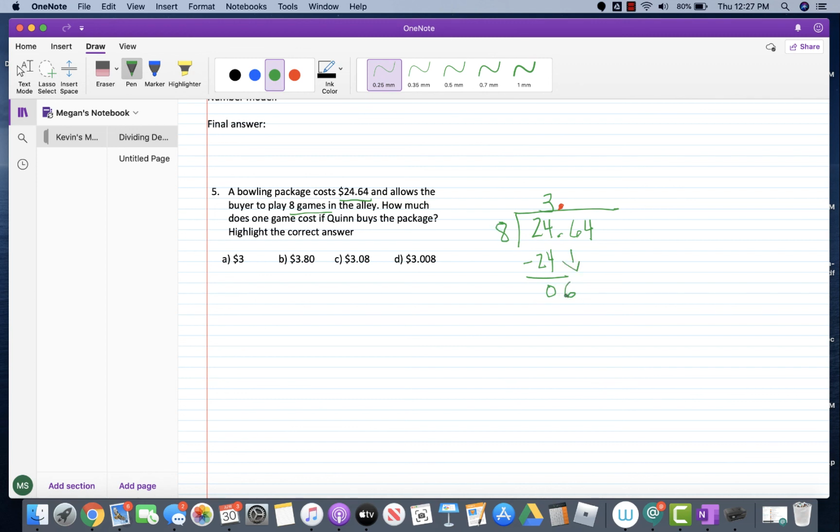8 does not go into 6, so I put a 0. 8 goes into 64 8 times. So I know that each game costs Quinn $3.08, which is option C.